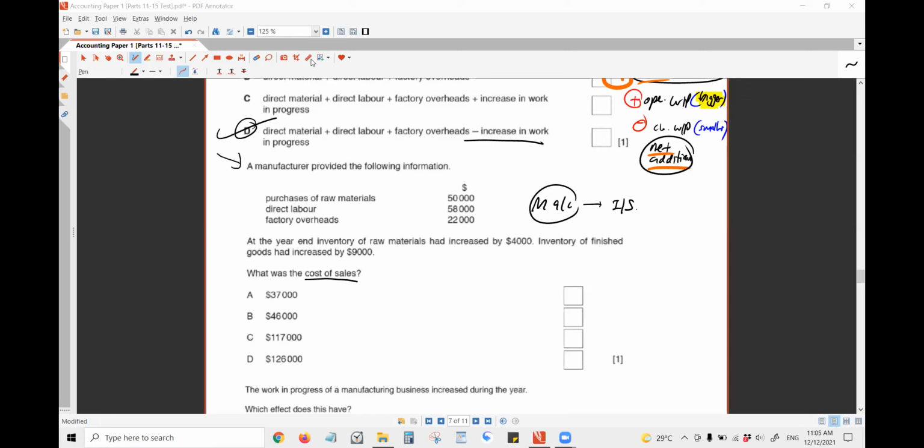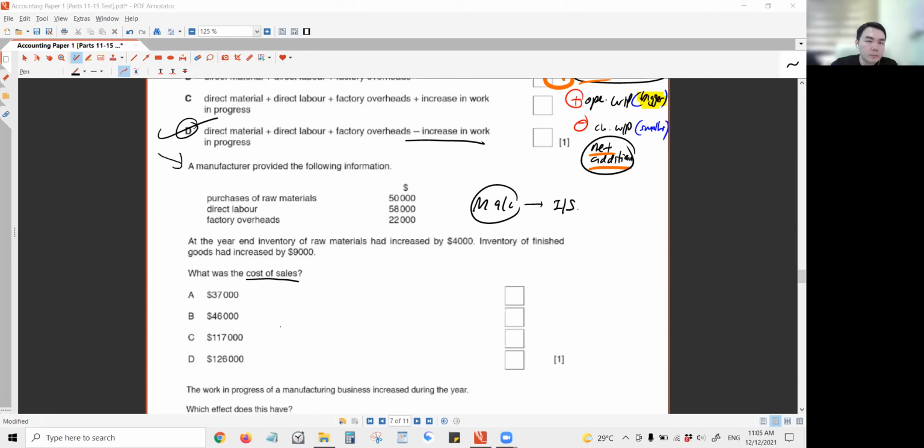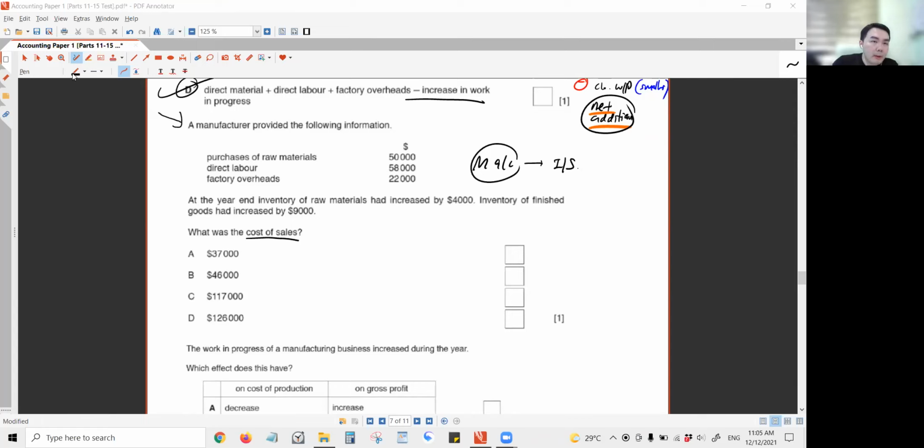Okay, done. Now come to this question. They're asking you what was the cost of sales. This figure appears in the income statement. The manufacturer provided the following info. Purchases of raw material. This appears in the manufacturing account.